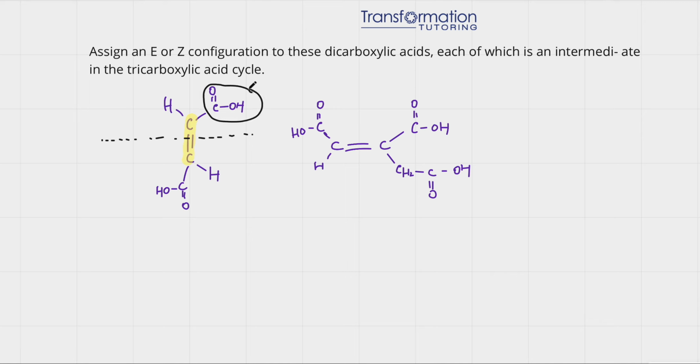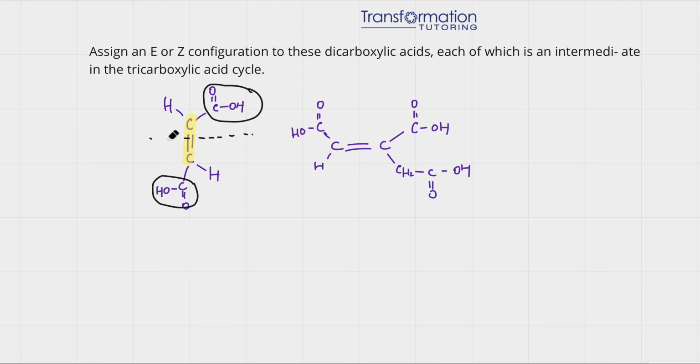This is the winner. Now that I'm done with the top carbon, I'm going to go to the bottom half, the bottom carbon. Again, I ask myself, what two atoms is this carbon attached to? Hydrogen, carbon. Right away we see a difference. Carbon is bigger than hydrogen, so this wins. And what I'm going to do next is I'm going to see are these two circles on the same side of the double bond or on the opposite side of the double bond.